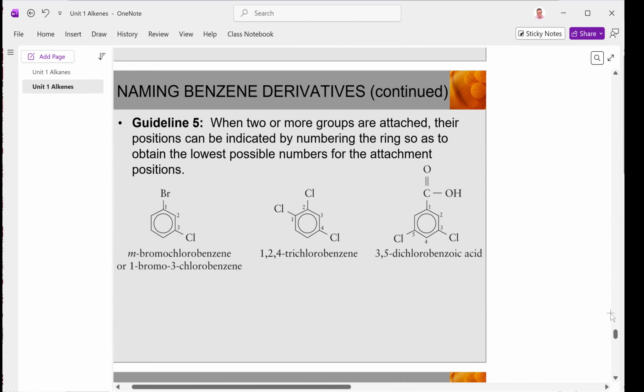Now, if you have three substitutions, there's no ortho, meta, para. You just have to name it.